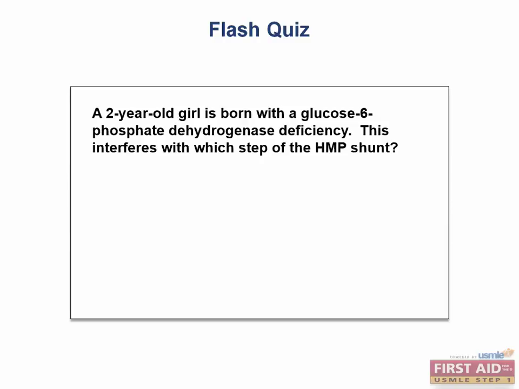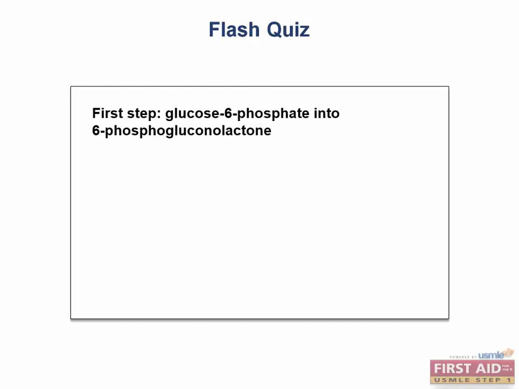So flash quiz time. A 2-year-old girl is born with a glucose 6-phosphate dehydrogenase deficiency. This interferes with which step of the HMP shunt? Well, this disrupts the irreversible oxidative phase, or the first reaction of the HMP shunt, which converts glucose 6-phosphate into CO2, 2 NADPH, and hydronium ions, and a ribulose 5-phosphate molecule.